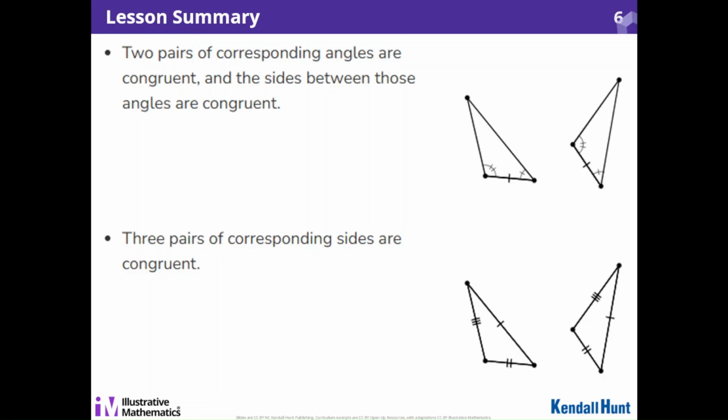And then lastly, three pairs of corresponding sides. If all three sides are congruent, then you know the triangle is congruent because the angles are then going to have to be congruent. So these are the three things we're going to start concentrating on. Either knowing side, angle, side, knowing angle, side, angle, or knowing side, side, side.